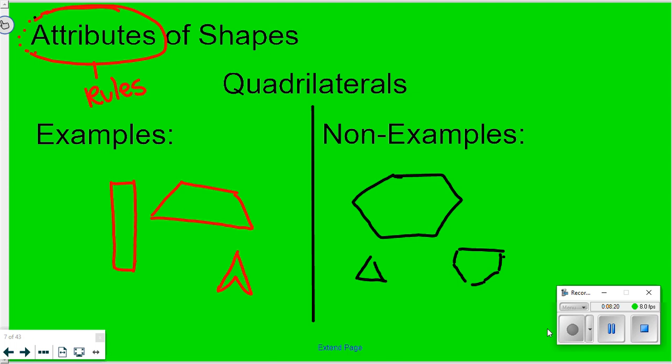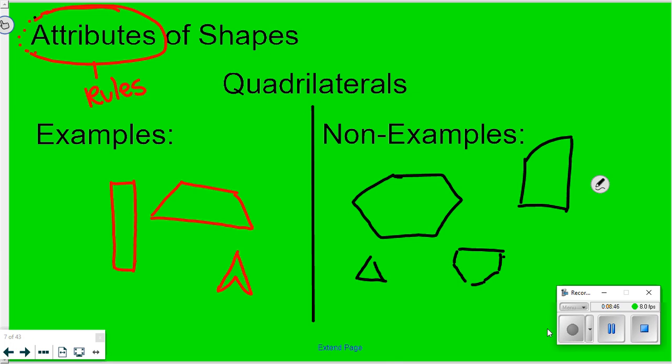Nice. Is that a quadrilateral? No. Does it have any of the rules of a quadrilateral? No. What about this shape? No. Yes. Is that a quadrilateral? Yes? No. Let's go through our rules.